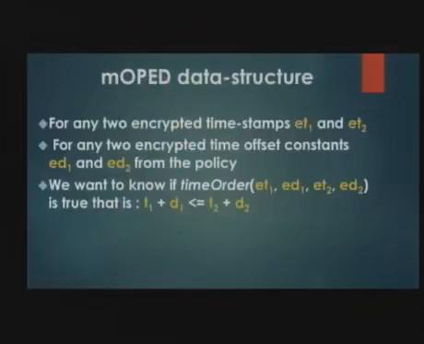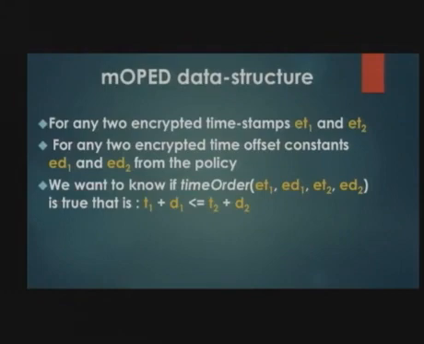Now we're going to talk about this magical data structure that we have been talking about for comparing timestamps. It's called the MOPED data structure. So what are the functionalities? You can pick any two encrypted timestamps from the log and any two constants, distance constant offsets from the policy, and what you want to check is whether this time order holds. That is, T1 plus D1 is less than or equal to T2 plus D2.